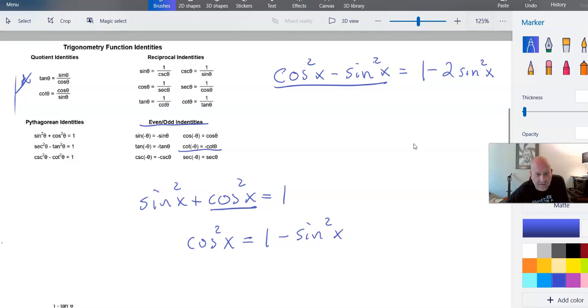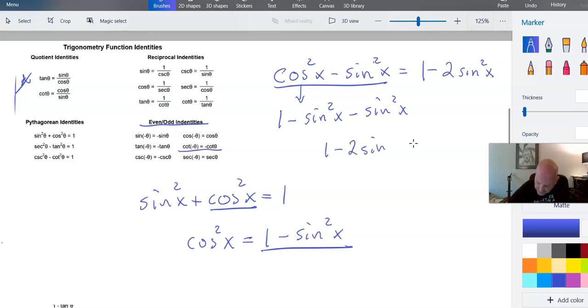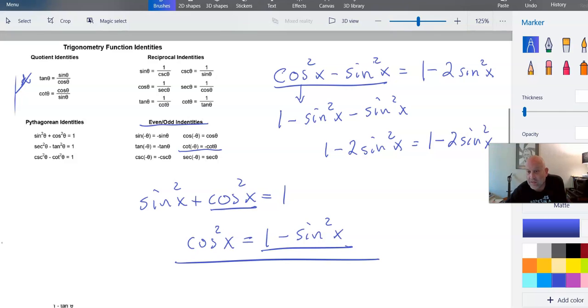Well, that's a pretty nice substitution. So what I'm going to do is take this cosine squared and write it as 1 minus sine squared x, right? So that's cosine. And then I have minus sine squared x again. And if I just go ahead and collect these like terms, I get 1 minus 2 sine squared x. Well, that's the right-hand side. And so we've just proven this identity by making a substitution. And that's pretty nice.